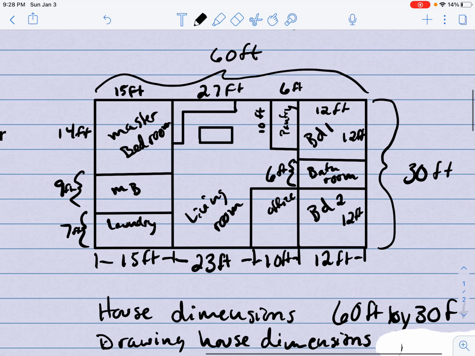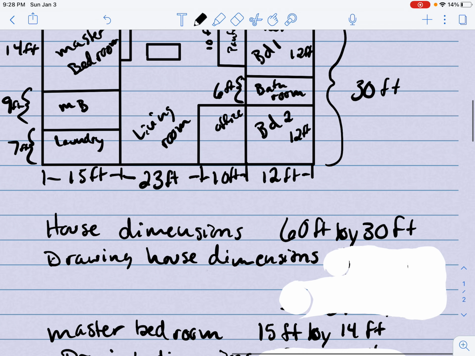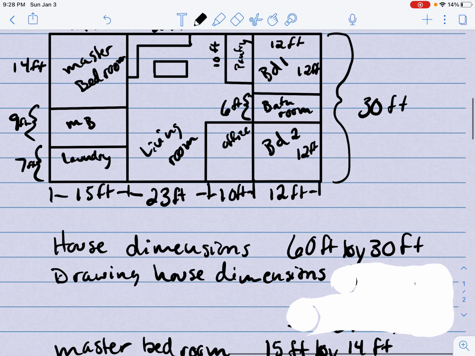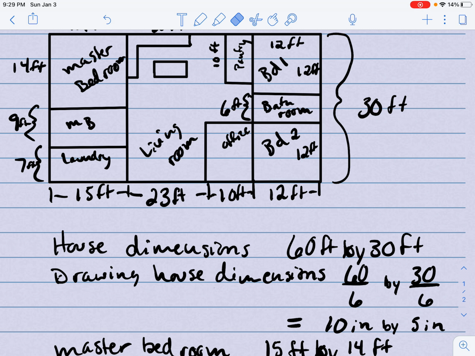Okay, so here is once again just a quick layout. The dimensions of our house. So our house is 60 feet by 30 feet. So the first thing is we want to find our house dimensions. So when we draw, we can draw our border of our house. And what is the total length by the total width? Well, when we get our house dimensions, we go 60 over our scale. So our length over our scale, 60 over 6, by our width over our scale, so 30 over 6.